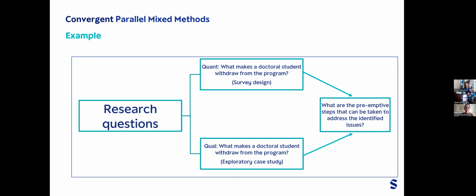An example here would be answering a research question that asks, what makes a doctoral student withdraw from the program? So, from a quantitative perspective, we could use a survey design, and from a qualitative perspective, we could use an exploratory case study. Both designs would be conducted in parallel, and then the results analyzed and merged to answer possibly another research question, which would ask, what are the preemptive steps that can be taken to address the identified issues?